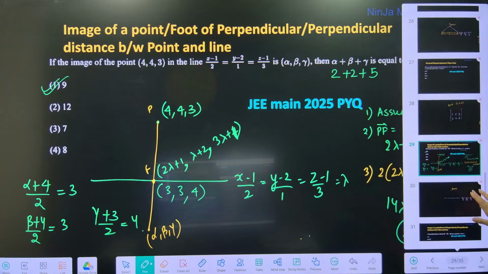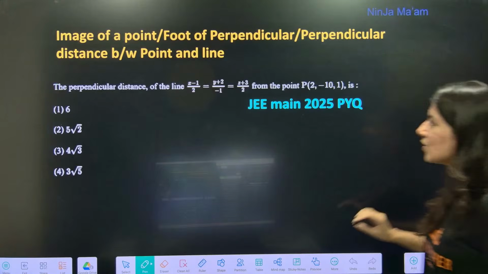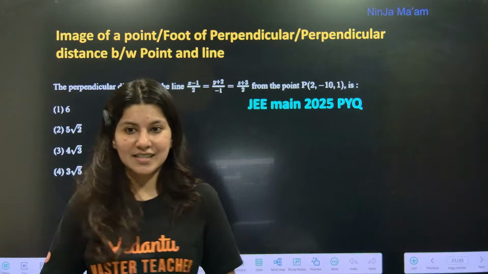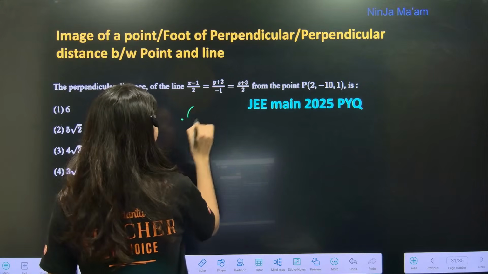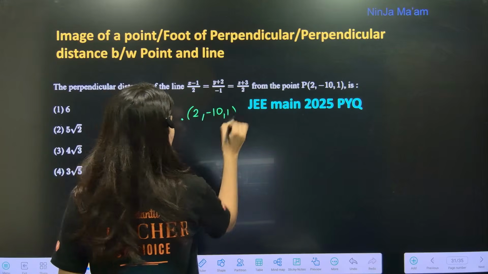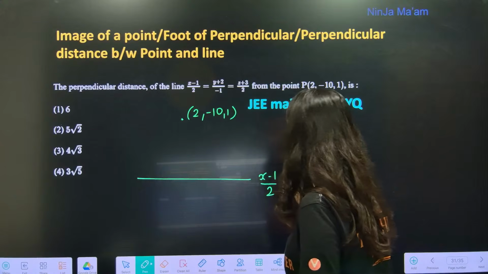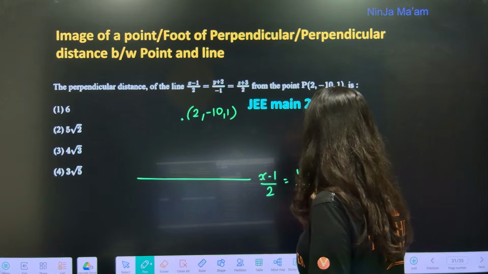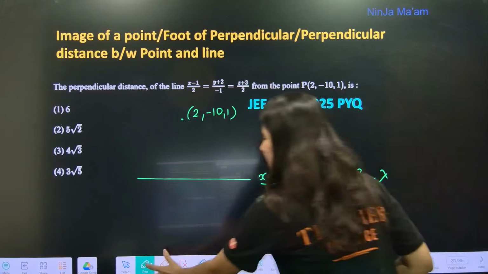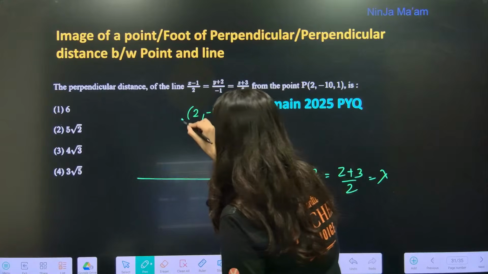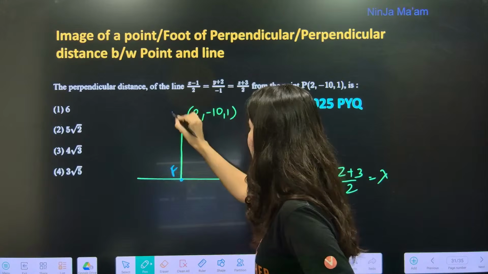So another question, are we ready for it? Another question is talking about perpendicular distance. Again, not a very difficult question. We can do it. The point (2, minus 10, 1) is right here, and this is your line, (x minus 1) by 2, (y plus 2) by minus 1, (z plus 3) upon 2, equals lambda. Same steps. The first thing is assume F. This is P, this is F.